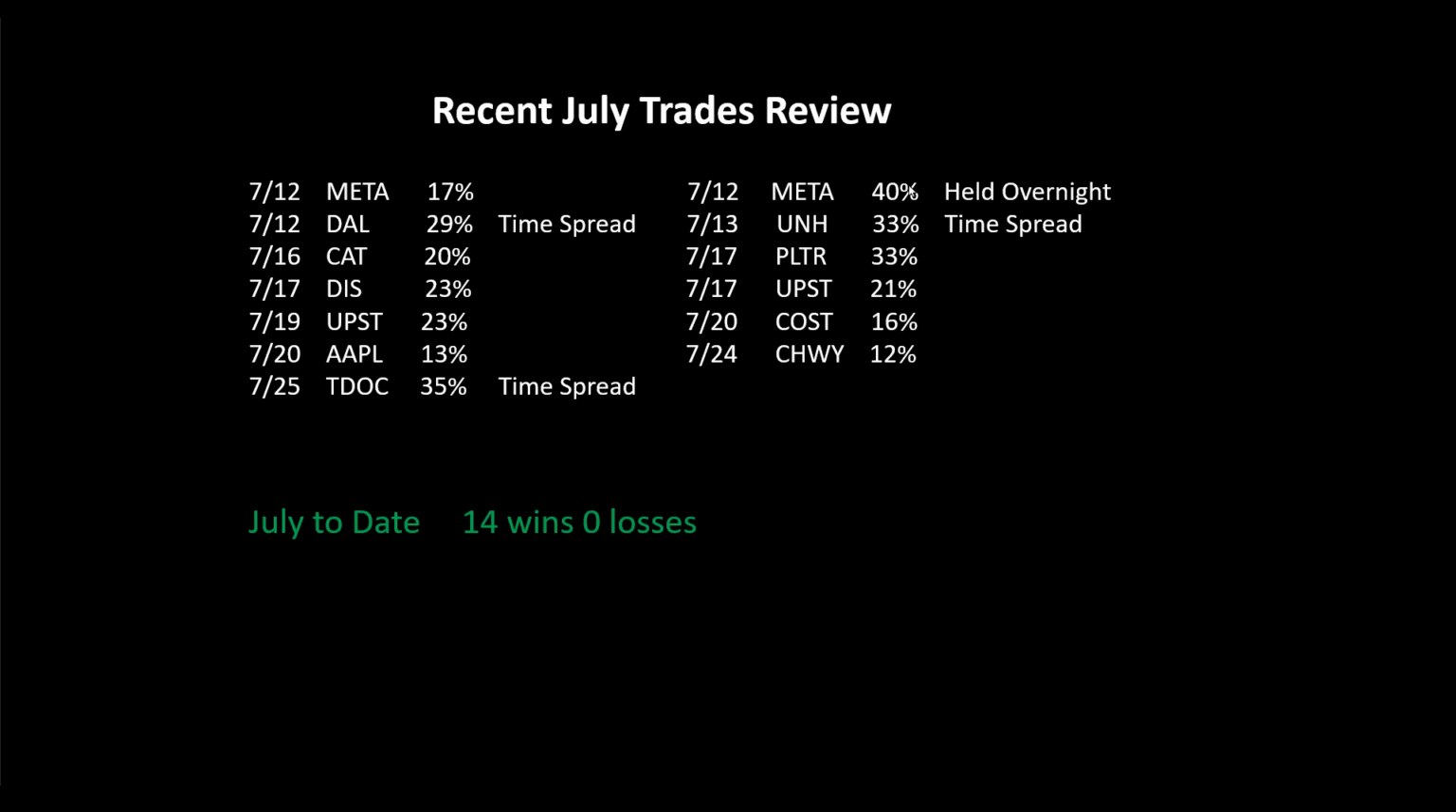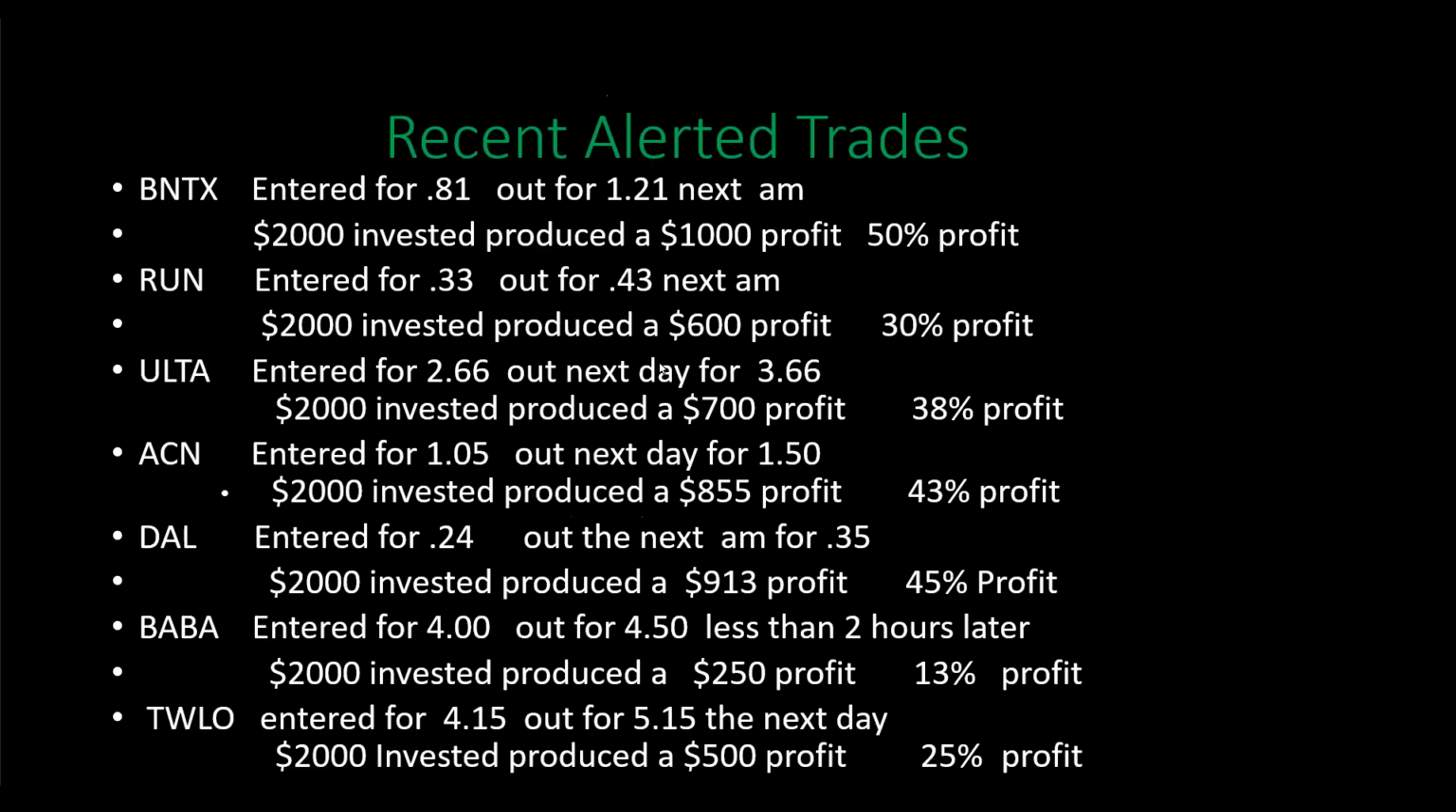Again, we held overnight on Meta for a nice 40%. Here's a time spread that I talk about over earnings, 29%, and a time spread on TDOC over earnings, 35%. So those are the July trades, just so you have a flavor of what you can expect when you get these trades. And again, you will have losses. We all have losses. Just be aware of that.